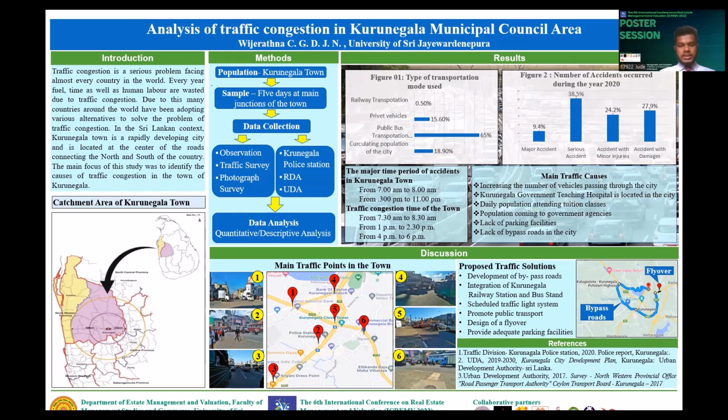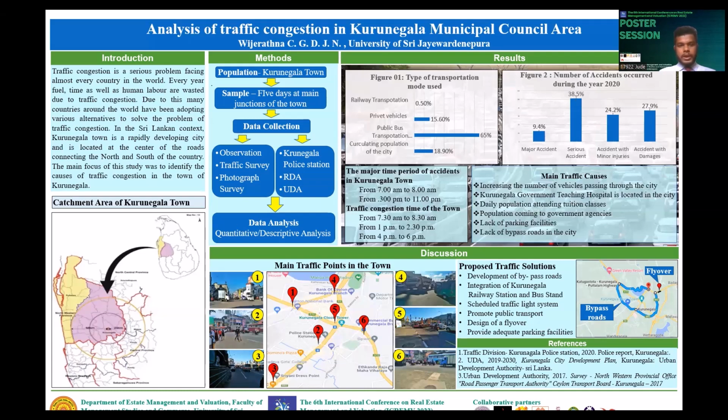When I discuss the result of the study, figure 1 shows the type of transportation mode used in the town. 65% of transportation mode is public buses, both general and luxury, and 18.9% recorded as circulating population of the city. 15.6% of type transportation mode used in private vehicles, and only 0.5% of the population used train as transportation mode.